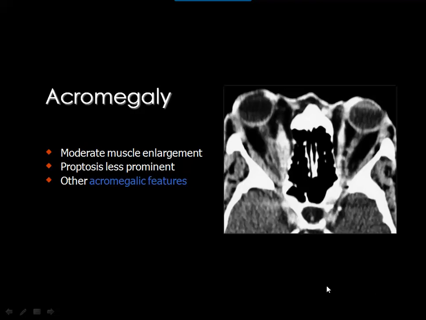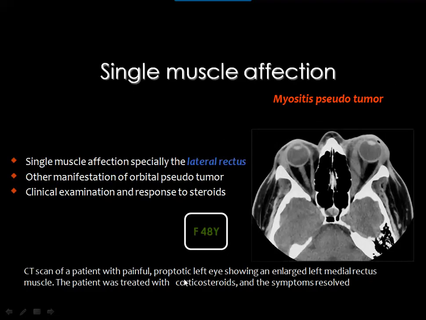Sometimes in the course of acromegaly, there may be some enlargement of the extraocular muscles, which are usually not symmetric and affect different muscles according to the disease. Then by this way you can see also that the patient had bilateral proptosis. But of course the most important here for the diagnosis is the presence of acromegalic features in the patient and in the skull, of course, as you know.